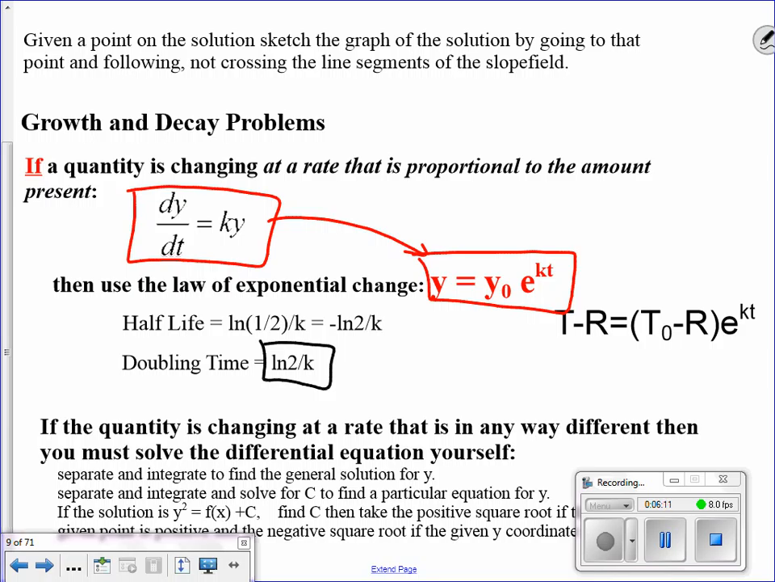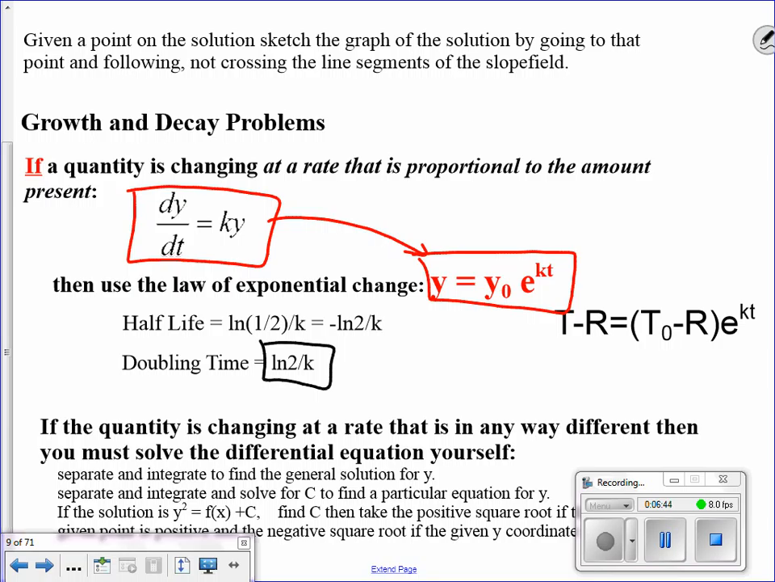Yeah, if you're given some other differential equation, you can't use this stuff. You'll have to separate, integrate, and solve for y. But with this one differential equation, the law of exponential change, you don't have to memorize that the time it takes for the quantity to double is always ln 2 over k. You could just put in 2 for y and 1 for y0 and solve for k, or solve for t.